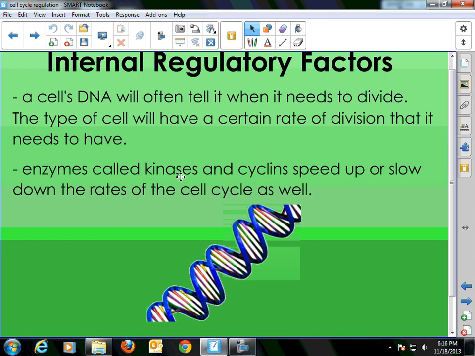Enzymes called kinases, these are like the gas pedal. These will help speed up the rate of cell division. And cyclins, these are like the brake. These will slow down the rates of cell division. So the cell can kind of regulate itself and tell itself to divide more rapidly or less rapidly.